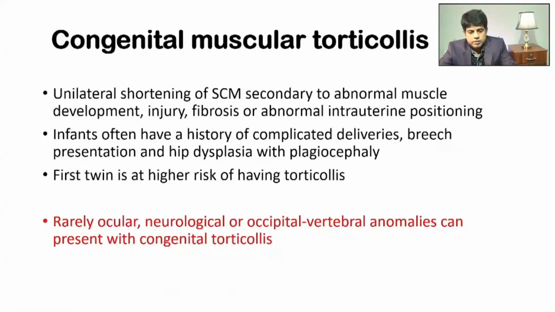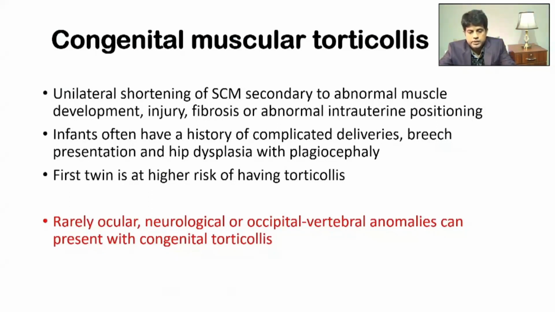So congenital muscular torticollis occurs mostly due to unilateral shortening of the sternocleidomastoid muscle. It can be due to abnormal muscle development or muscle injury that happened during the intrauterine period or during the birth process, or presence of fibrosis within the muscle, or presence of abnormal intrauterine posturing leading to muscle fibrosis.